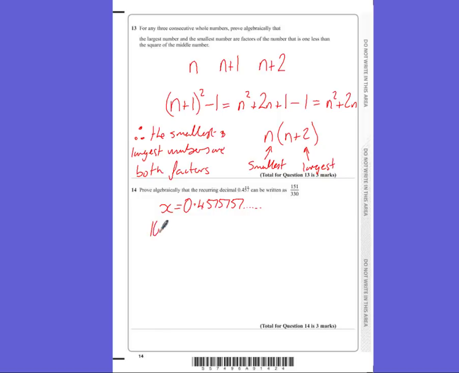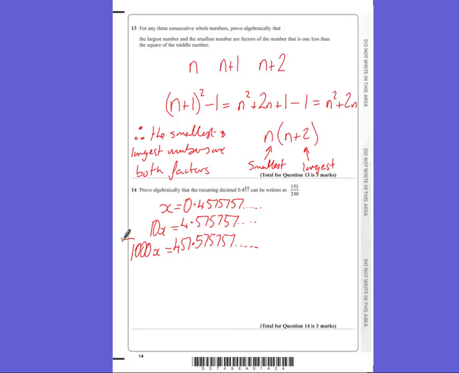Multiplying that by 10, because I want to get rid of that 4, 10x would be 4.575757. Now, at this moment, we've not got the decimal places here being equal, so I need to multiply that by 100, which will give me 1,000 x's, and that will give me 457.575757. Now I've got two numbers that have the same decimal places in.